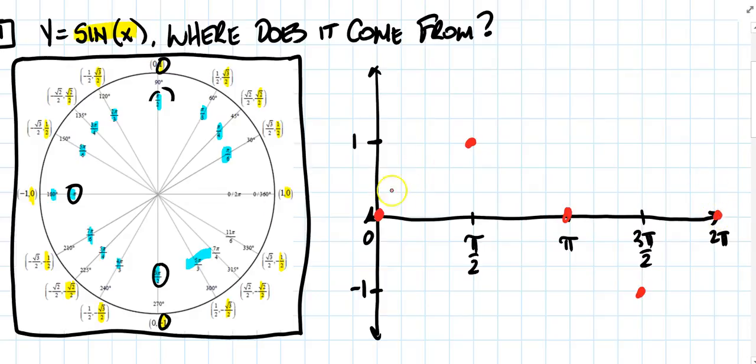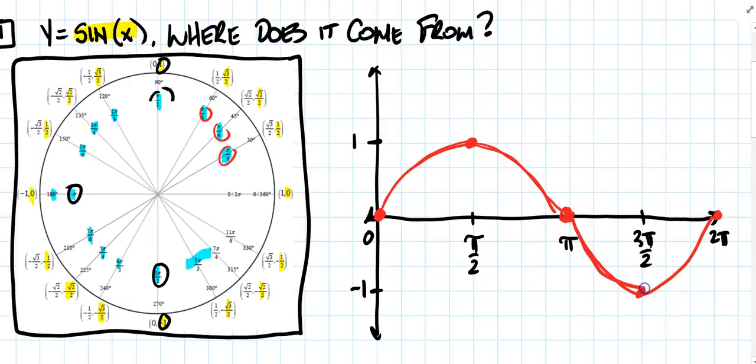Now, it turns out that if I did this for every single angle, like all the ones that I even skipped in between, you would get this nice, smooth looking curve that looks like this. And this is one full complete cycle of a sine curve. Notice that it starts at 0, it rises to a maximum of 1 at pi over 2 radians. It falls back down and hits the x-axis again at pi radians.